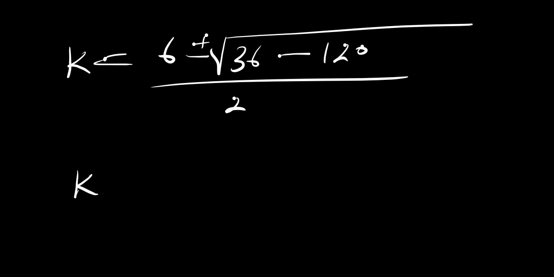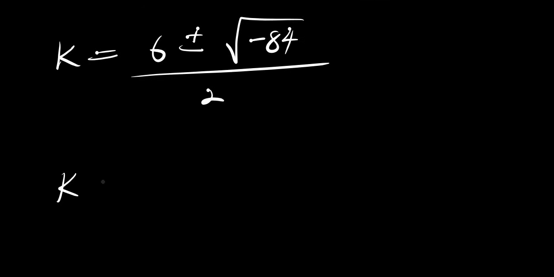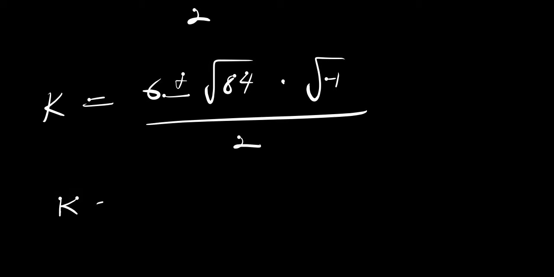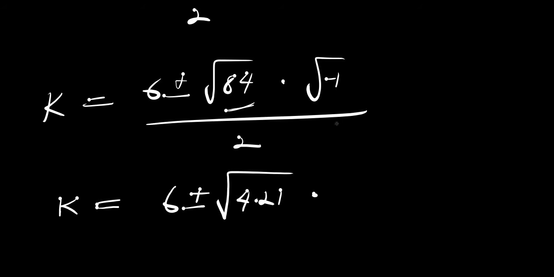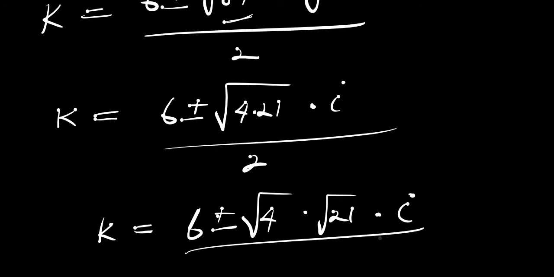So from here, we are going to have k equals 6 plus or minus 36 minus 120, we are going to have negative 84, divided by 2. From here, we have k equals 6 plus or minus square root of 84 times square root of negative 1, divided by 2. And we are going to have k equals 6 plus or minus, this is 84, we can have it rewritten as 4 times 21. 4 times 21 times square root of negative 1 is i, and everything divided by 2. So we are going to have k equals 6 plus or minus square root of 4 times square root of 21 times i, divided by 2.